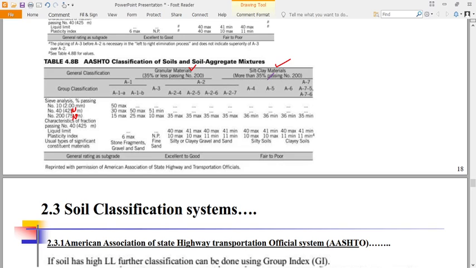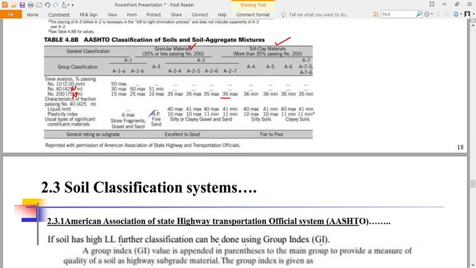Then that soil is non-plastic. If you look at the plasticity index here, you find that it's non-plastic. It has fines which are non-plastic. Is that okay? That material is A3. But if the material is plastic and the plasticity index is less than 6, then the material is an A1 material. But if it is more than 6, but less than or equal to 10, then it can be an A2 material.